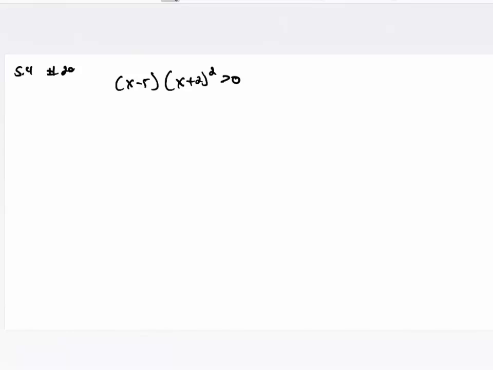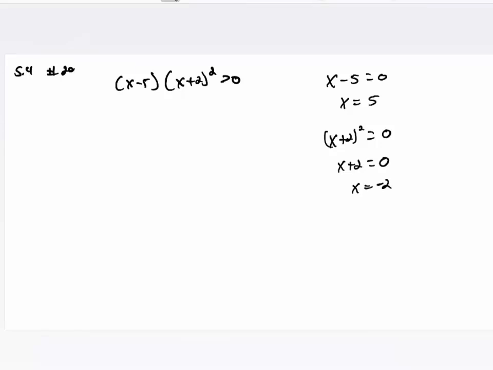The first thing that you do is set each of the factors equal to 0 and solve. So we get x is equal to 5. And then for the other one, we get (x plus 2) squared is equal to 0. We square root both sides, and we get that x is equal to negative 2.